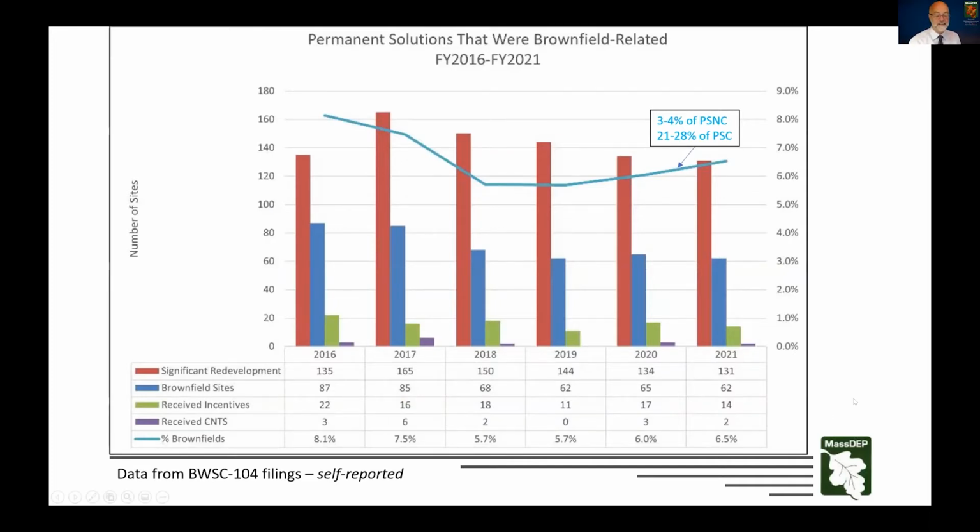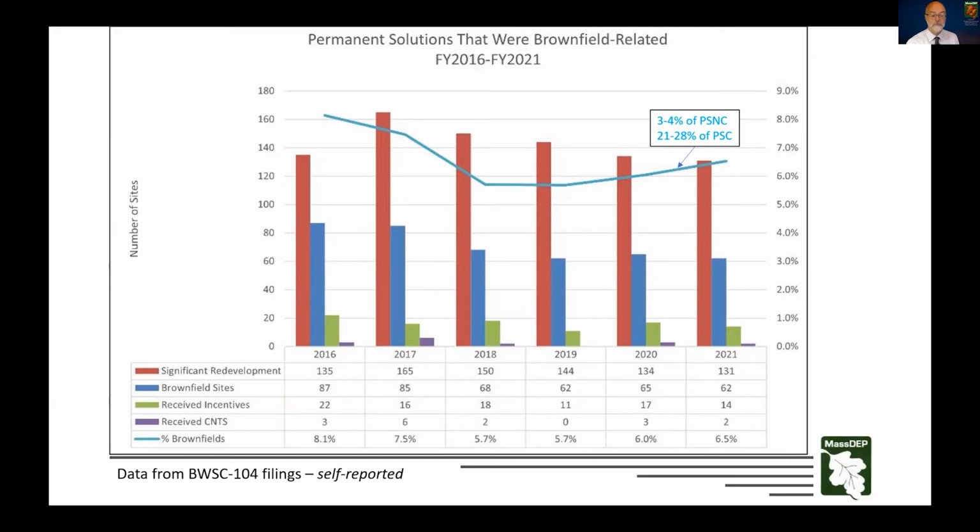Since I was playing around with the BWSC 104 form the other day for soil volumes, I thought it would be interesting to look at self-declared brownfield sites. And a reporter had asked a question about this, so it was interesting to see. On the 104, there are questions about whether the closure, whether the site had significant redevelopment or changes in use, whether it was considered an abandoned or underused property, aka brownfields. That's the way the form reads.